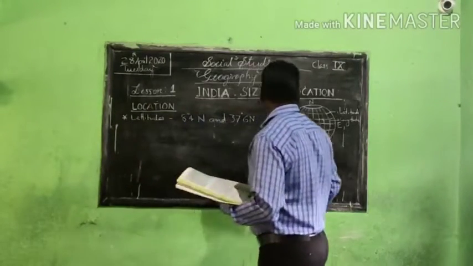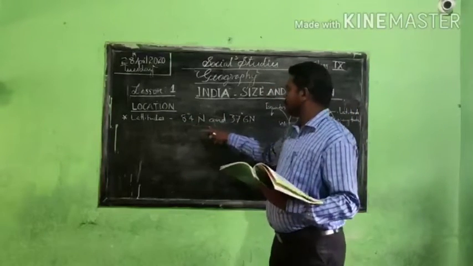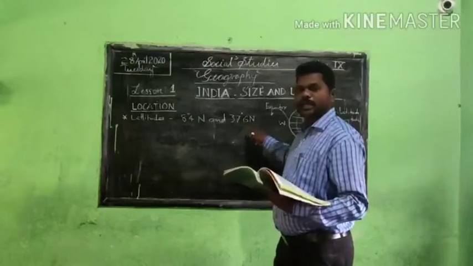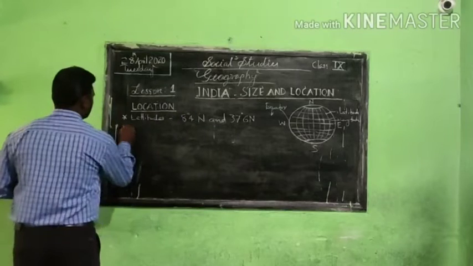India's location, we can understand, is in latitudes 8 degree 4 north and 37 degree 6 north. That's the latitudes. And the longitude, all right.